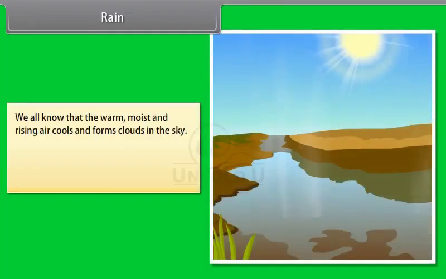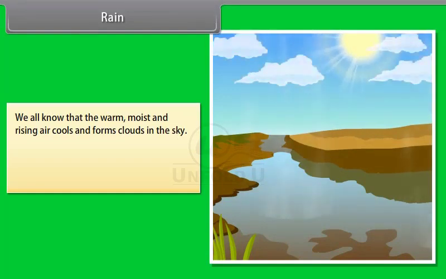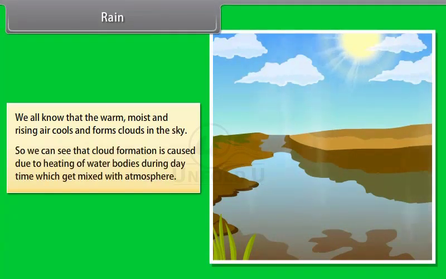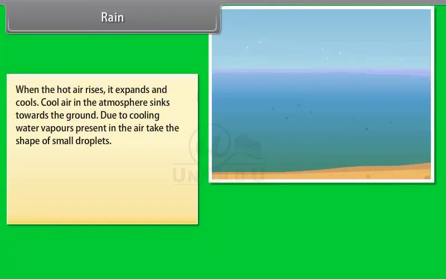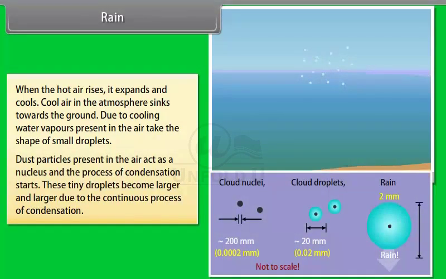Rain. We all know that the warm, moist and rising air cools and forms clouds in the sky. So we can see that cloud formation is caused due to heating of water bodies during daytime, which get mixed with atmosphere. When the hot air rises, it expands and cools. Cool air in the atmosphere sinks towards the ground. Due to cooling, water vapors present in the air take the shape of small droplets. Dust particles present in the air act as a nucleus, and the process of condensation starts. These tiny droplets become larger and larger due to the continuous process of condensation.